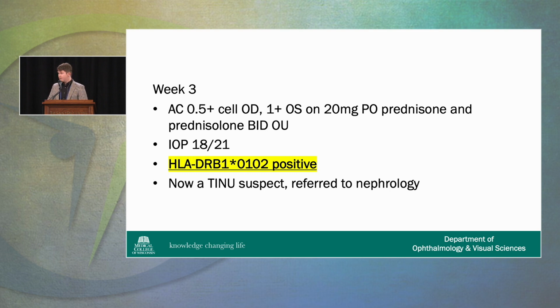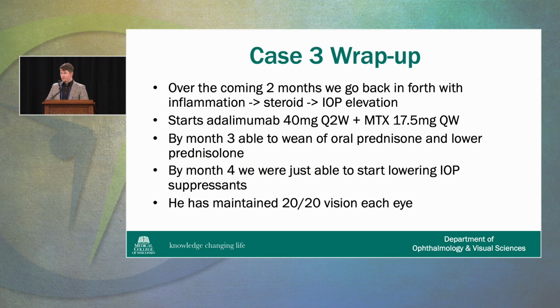We have to get nephrology involved because TINU, the devastating thing about it, especially in a young child, is that it can affect their kidneys. Nephrology's on board and we start treatment. So over the coming 2 months, we go back and forth with the inflammation. We're using steroid, we're encountering IOP elevation, we're going up and down on our medications. We're able to start the adalimumab plus methotrexate that this child needs because he's got some severe qualities to his type of uveitis. Even though it's not JIA, we use the same rules in a child with uveitis.